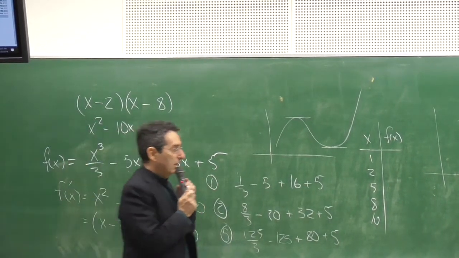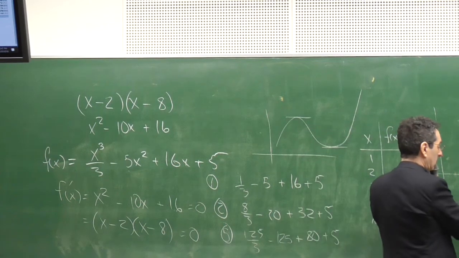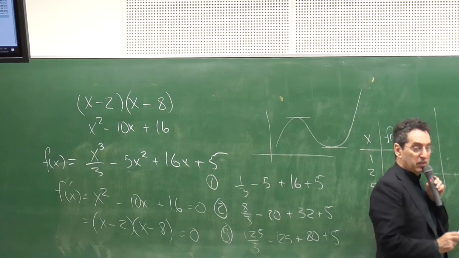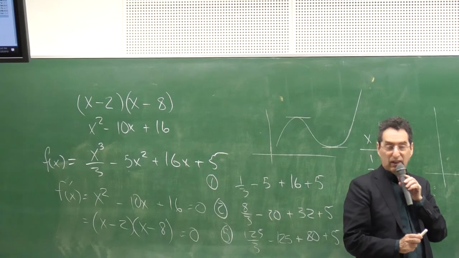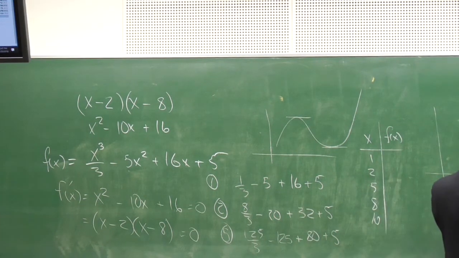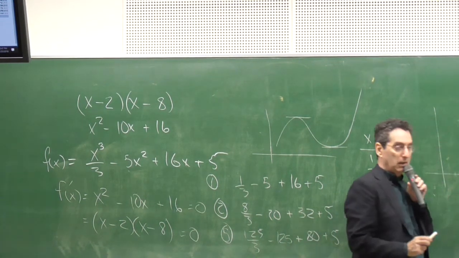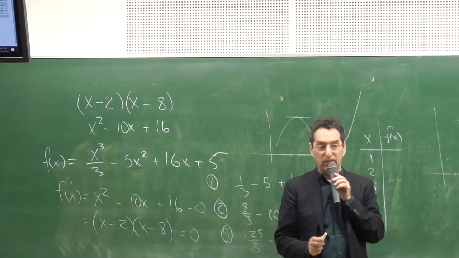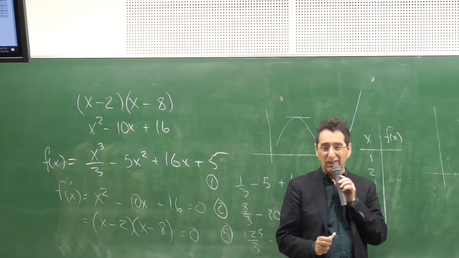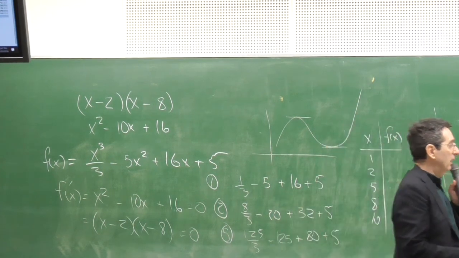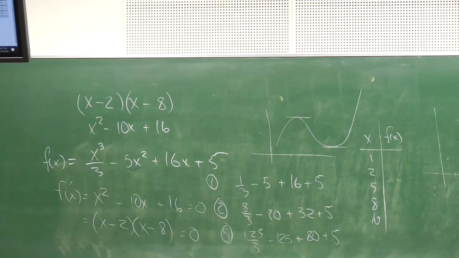We can figure out, is 2 a local minimum? Is it a local maximum? Or is it neither? And we can figure out, is A a local minimum, a local maximum, or neither? Okay? So that's one way to do this. But there's another way, and that relies on this idea.